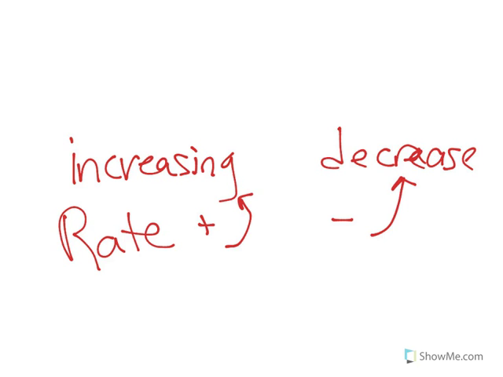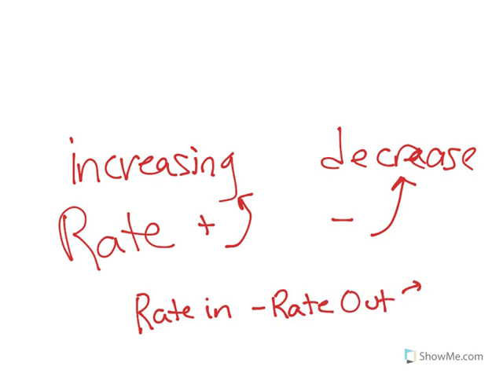And sometimes if you have two rates involved, you have to combine that rate in with the rate out. If you get a positive number, then you have more stuff coming in. And if you have a negative number, you have more stuff going out and the amount is decreasing.